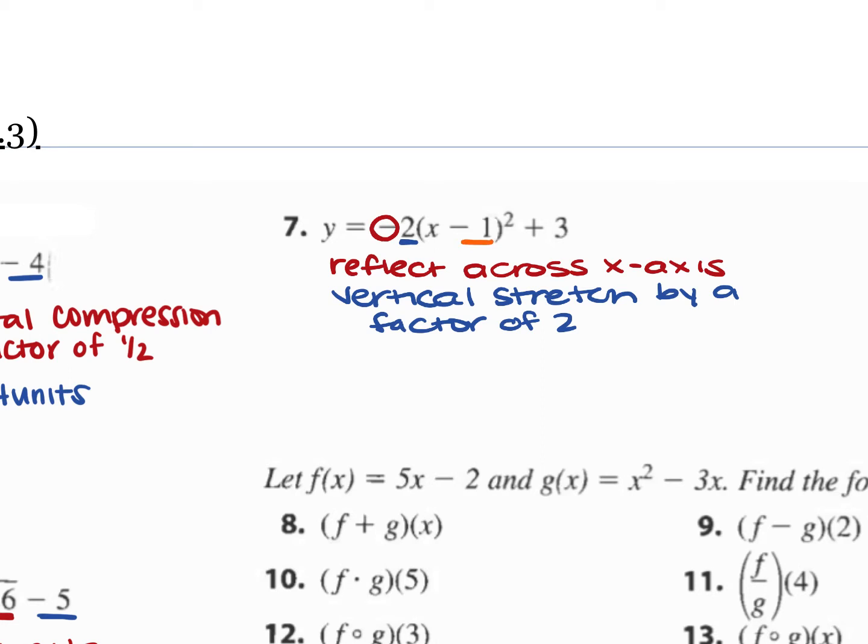Next, we have minus 1 inside the parentheses, so think opposite. It would be positive 1, so we're going to be going to the right 1 unit. And lastly, that plus 3 outside the parentheses after it just means we're going up 3 units.